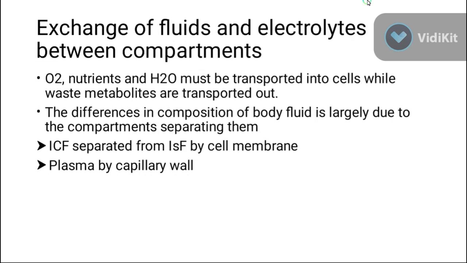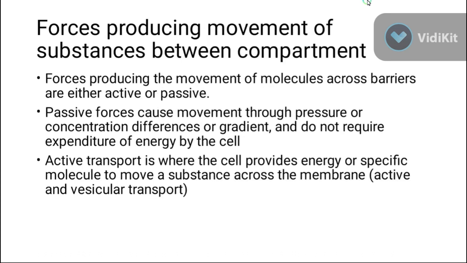Exchange of fluids and electrolytes between compartments. O2, nutrients and H2O must be transported into cells while waste metabolites are transported out. The differences in composition of body fluid are largely due to the compartments separating them. ICF is separated from ISF by the cell membrane, and plasma by the capillary wall. Forces producing movement of substances between compartments.